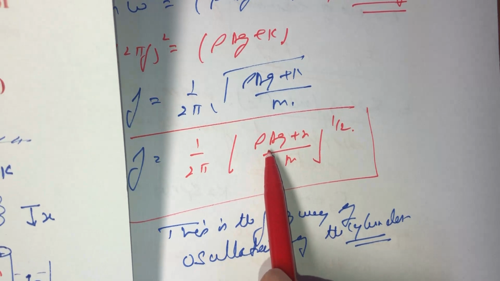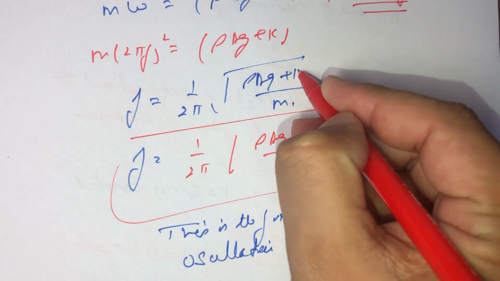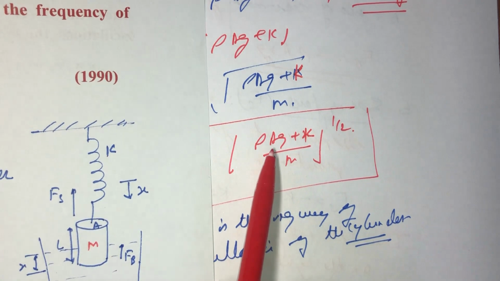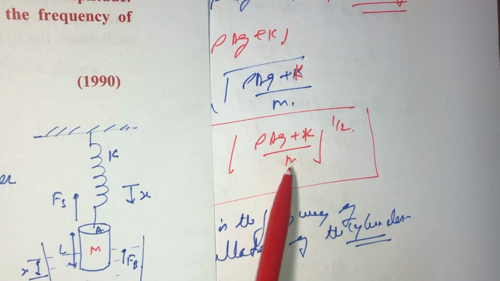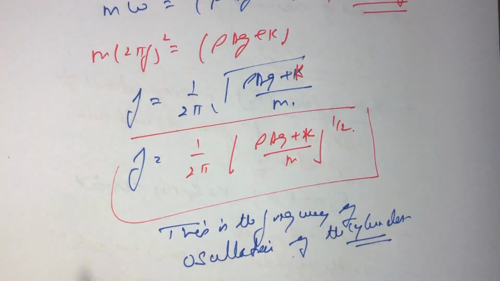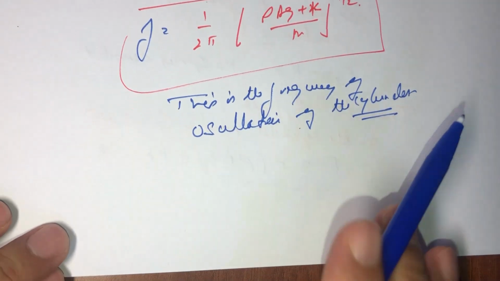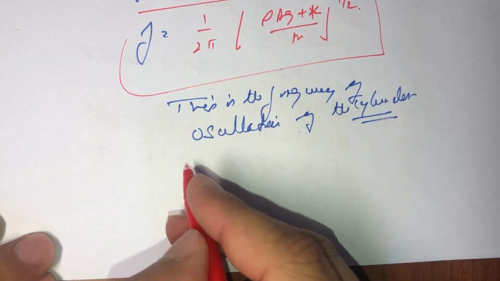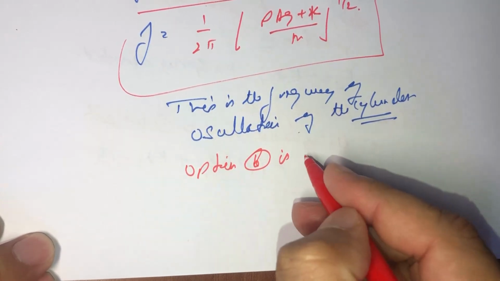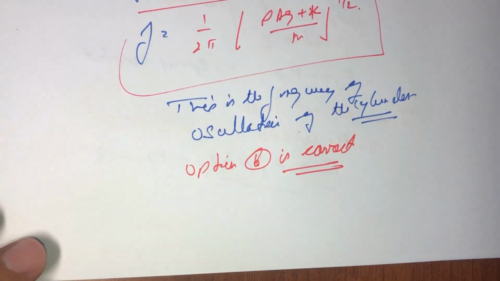And if you check the options available to us, we have 1 by 2 pi, rho g a plus k divided by m, sorry, here it is k, not x, my mistake. So option number B is the correct option. So we can say option B is correct.